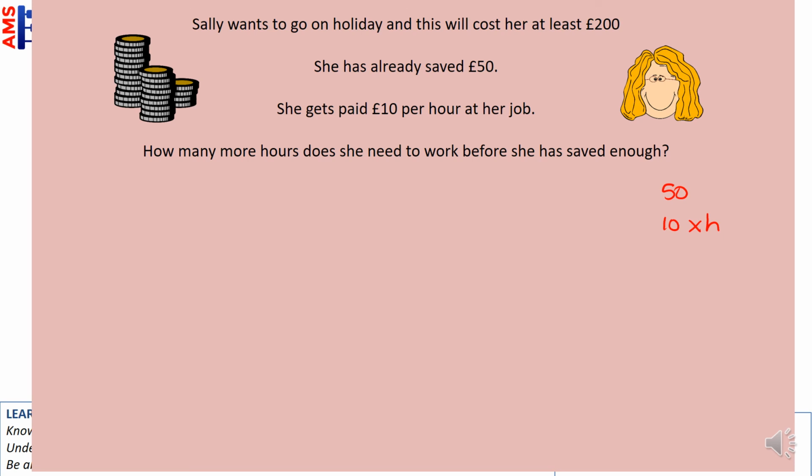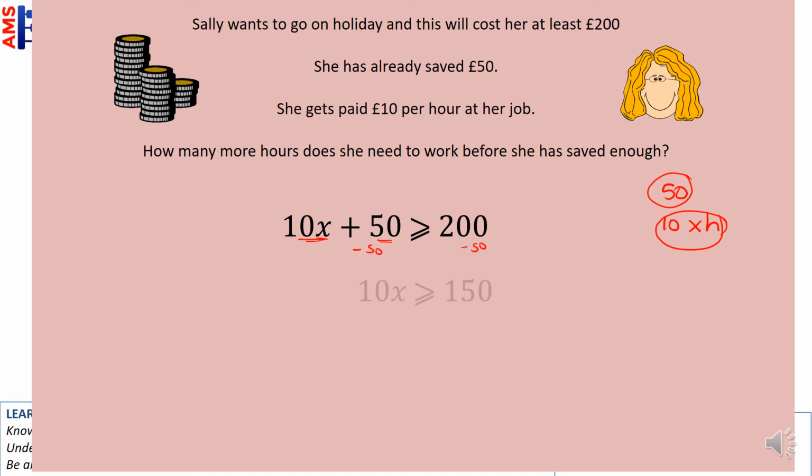So how do we write that inequality? Her 50 pounds plus whatever she is paid, 10 pounds per hour, should add together to be either equal to 200 pounds or more than 200 pounds. So we're looking at greater than or equal to. So here we have 10 pounds times x. Instead of h, they have x. So that's the pay that she'll get plus the 50 pounds she has already should be greater than or equal to 200. So to solve, we'll subtract 50 first from both sides.